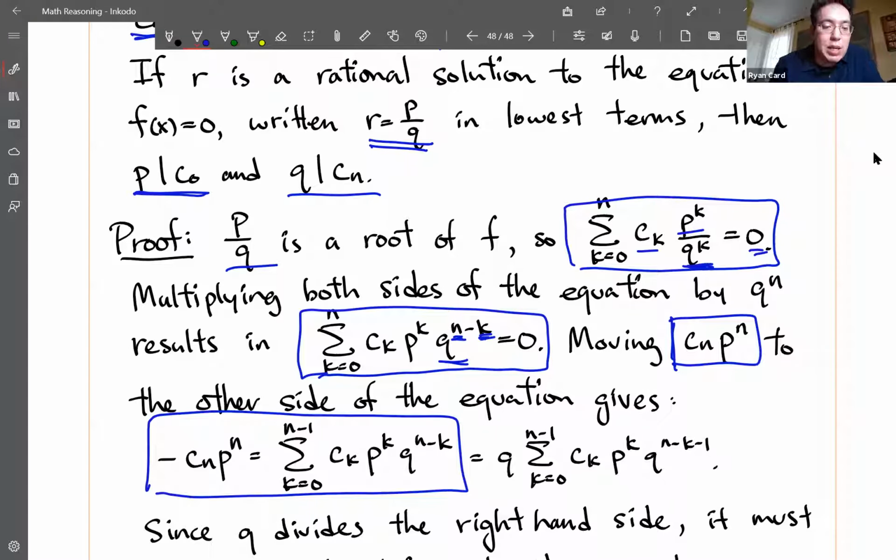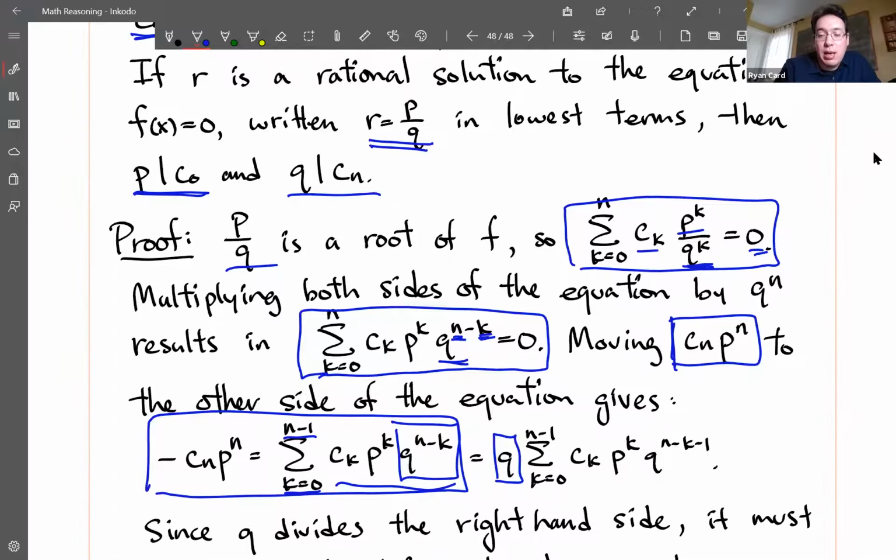Okay, so negative Cn Pn is equal to the exact same polynomial, but you remove the last term, so k is only going from 0 to n minus 1 this time. But note that since k is only going up to n minus 1, the exponent of q, n minus k, is at least 1, right? Because there's no q to the 0th term anymore here. So you could take out 1 power of q from all of these expressions.